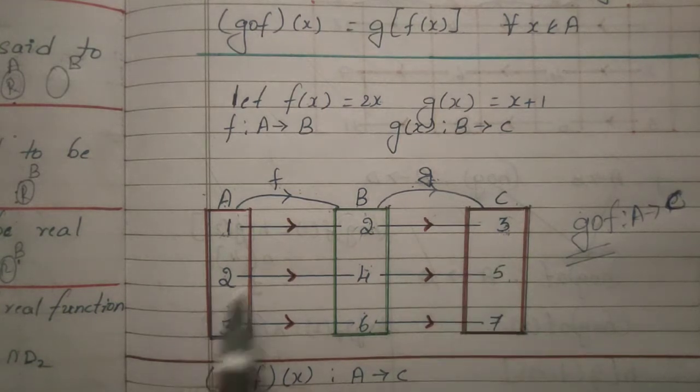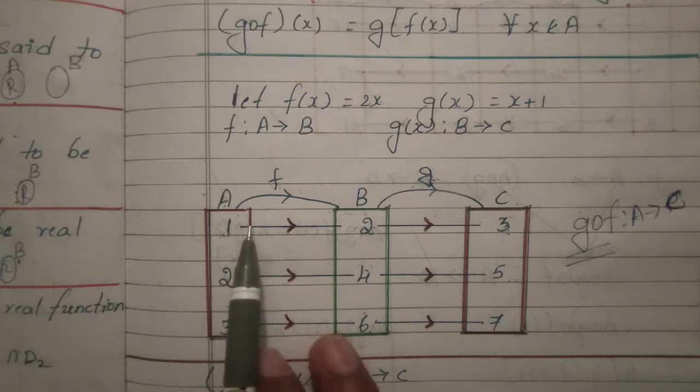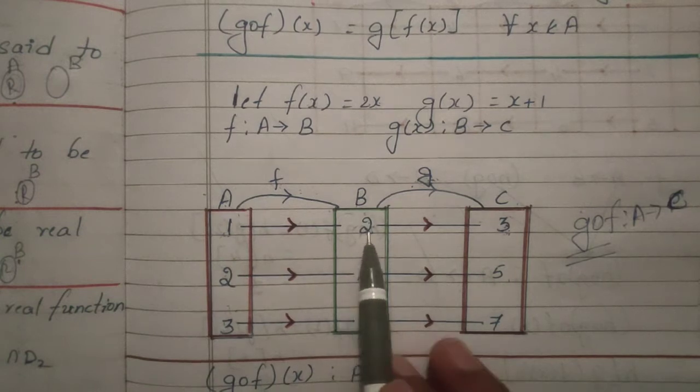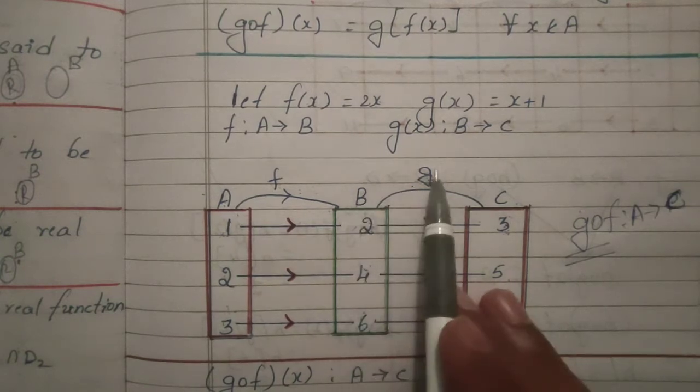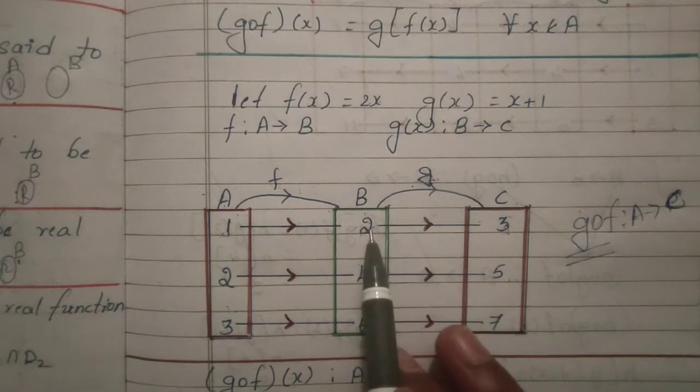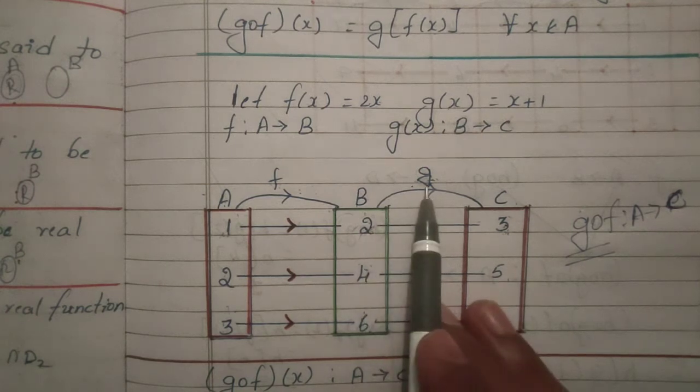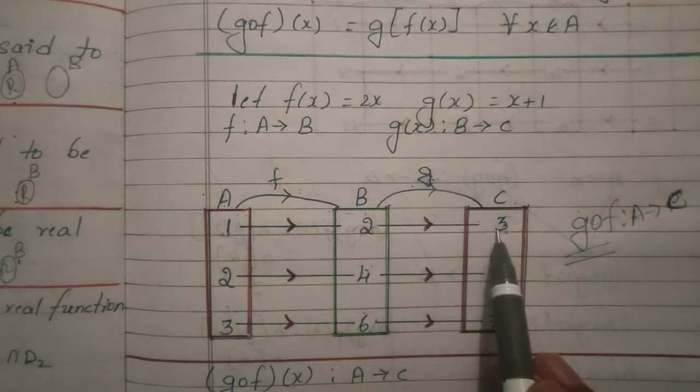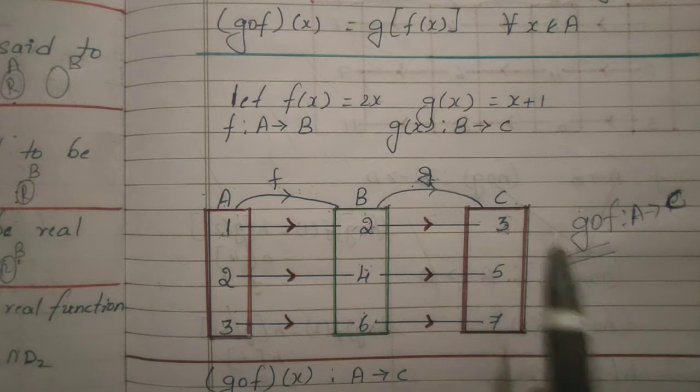Okay? The number 1 you are feeding to your system is converted, then enters another function, and finally you are getting the result 3. Okay?